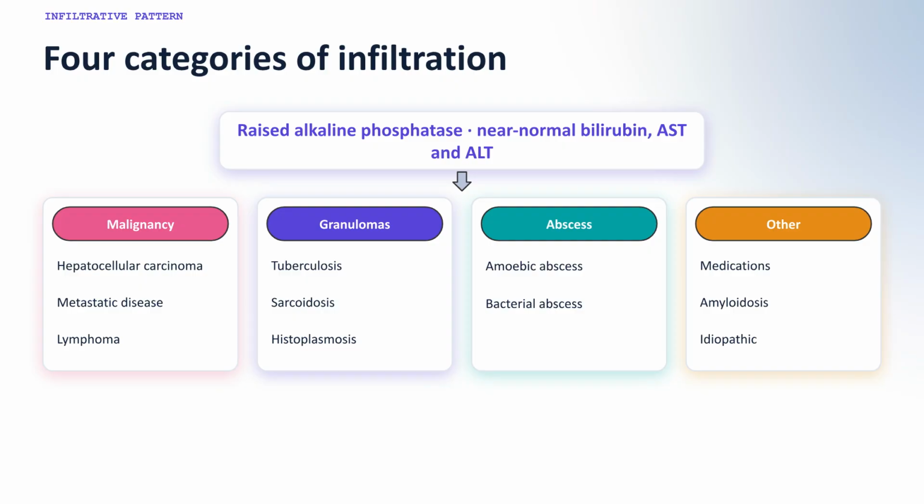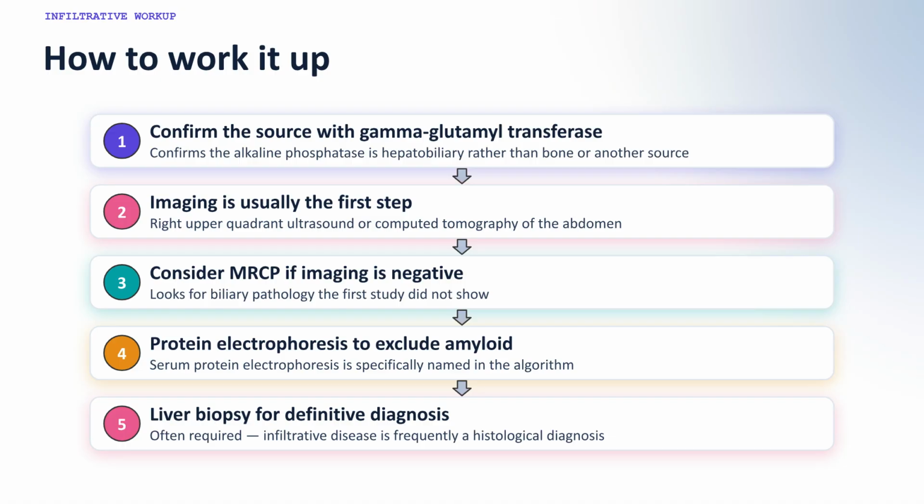What unites them is that they occupy space and compress small bile ducts, which raises alkaline phosphatase without producing enough hepatocyte injury to raise the aminotransferases, or enough obstruction to raise bilirubin. The workup runs in order. First, confirm the alkaline phosphatase is coming from the hepatobiliary system with a gamma-glutamyl transferase. If it is raised, imaging is usually the first step. A right upper quadrant ultrasound or a computed tomography scan of the abdomen.